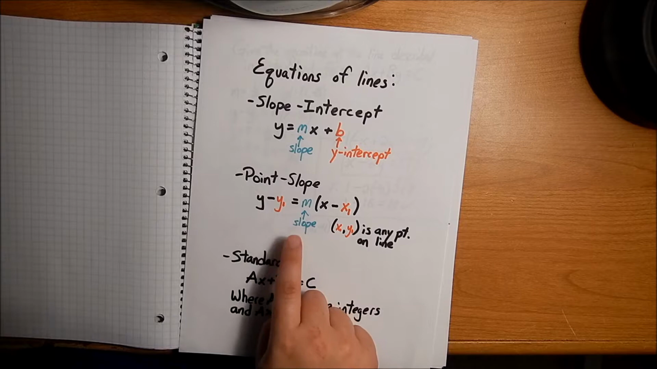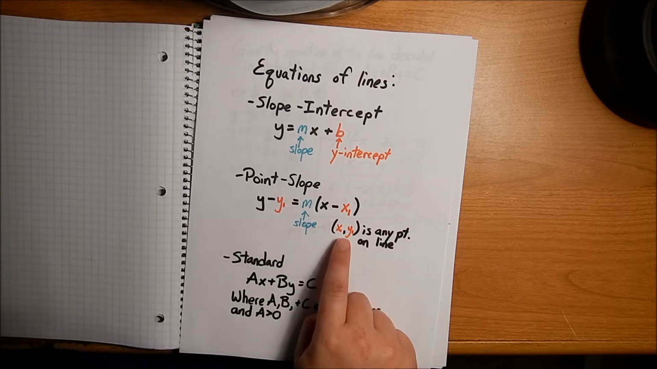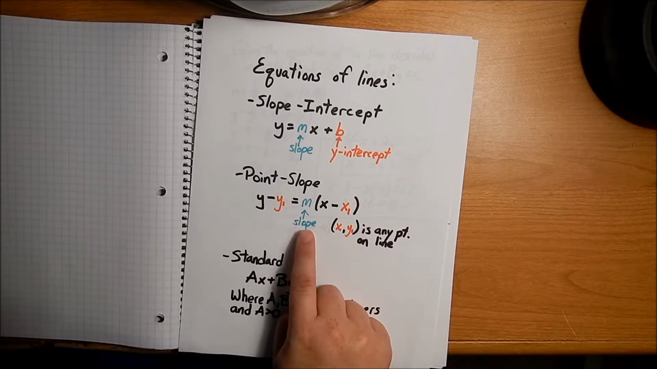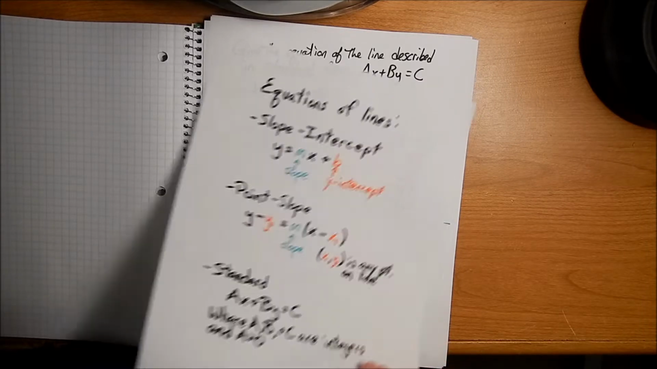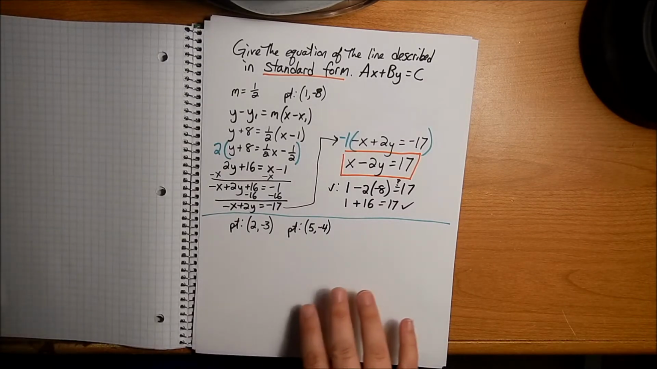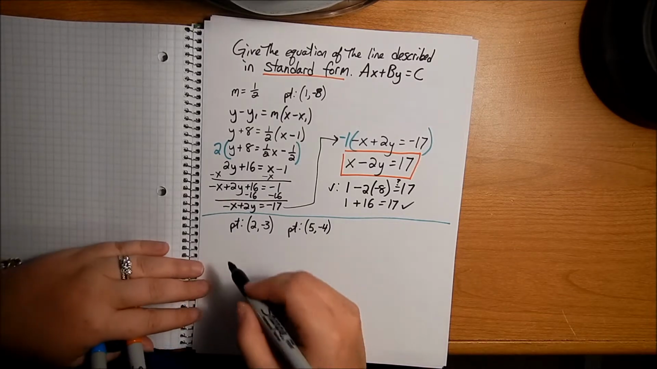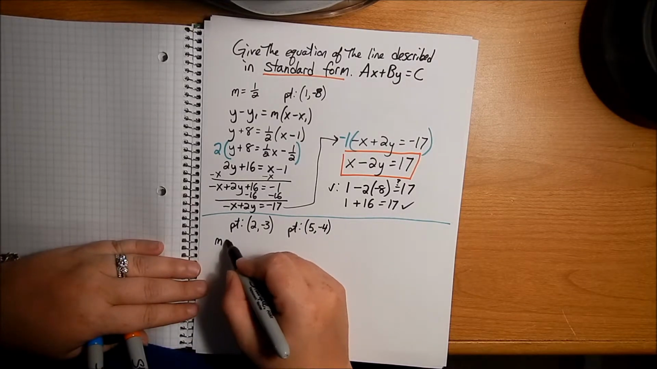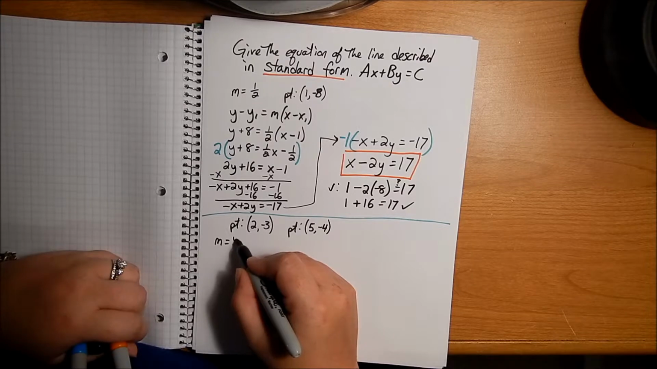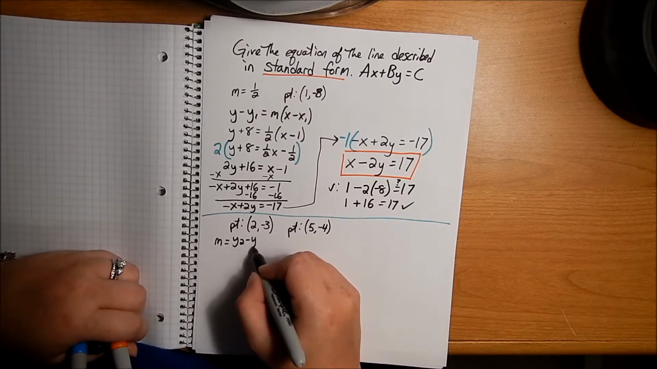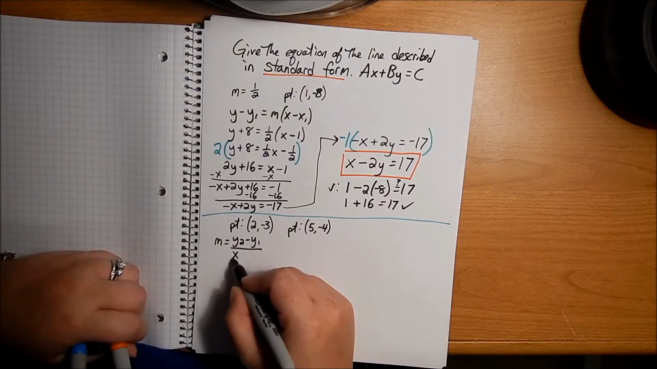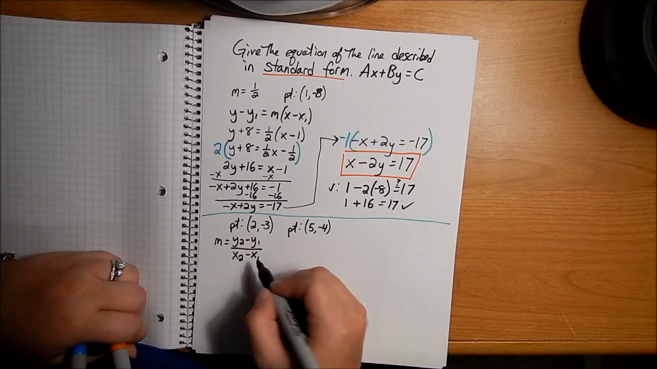Well, I'm again going to recommend that we pick this one, because I already have this bit of information. I have that. All I need to do is find the slope. And hopefully you remember how to do that. But if you don't, that's okay. I will tell you. The formula for slope is y2 minus y1 over x2 minus x1.